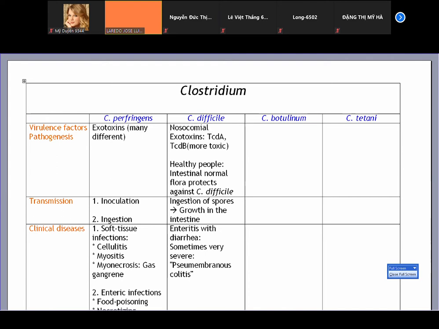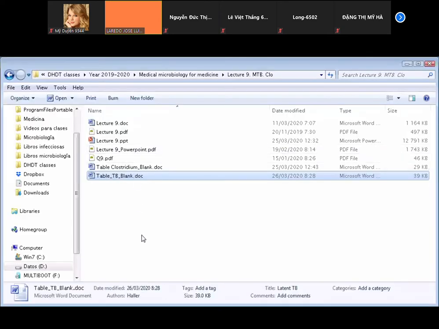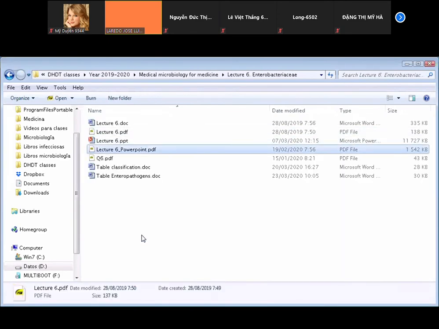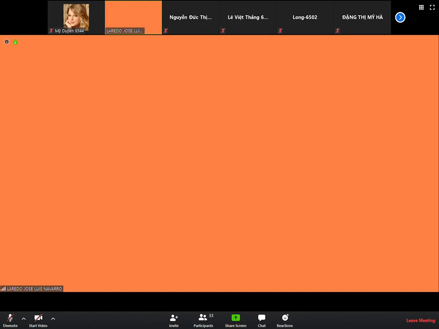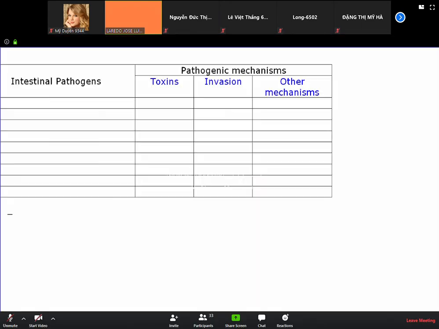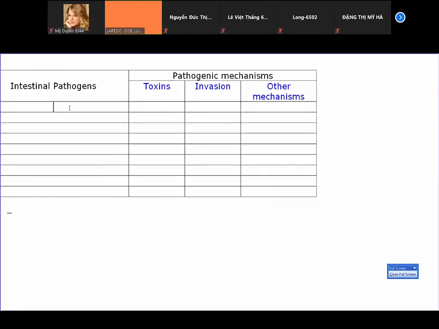Before we continue, I forgot to tell you that Clostridium difficile, but also Clostridium perfringens, both are intestinal pathogens. So we have to write them in our table. So we go to our table of intestinal pathogens, the table that you already have. This table is full of intestinal pathogens, and we are going to write here two new.